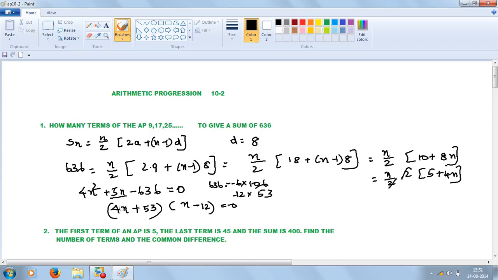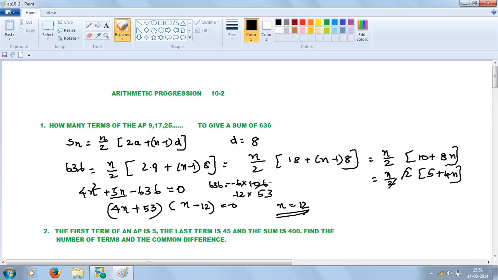So in this, n cannot be an odd number. n cannot be a negative figure. So n is equal to 12. How many terms? So the number of terms is 12. n is the number of terms.